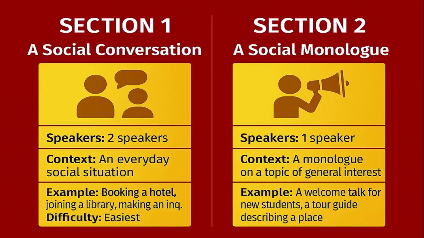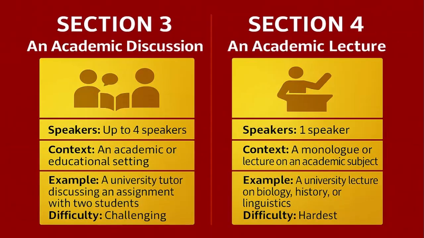Section 2 is a monologue, meaning only one person is speaking. The topic is still related to everyday life. For example, you might hear a radio announcement about a local event or a tour guide explaining the layout of a museum. The difficulty increases slightly. This is where the test gets more difficult.